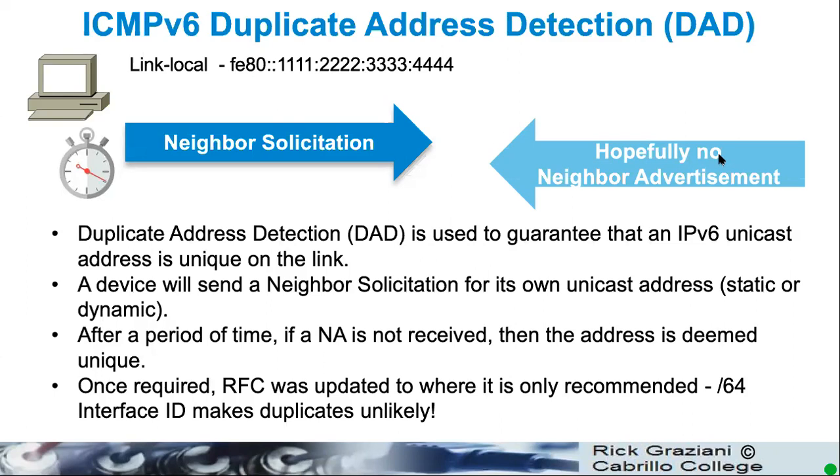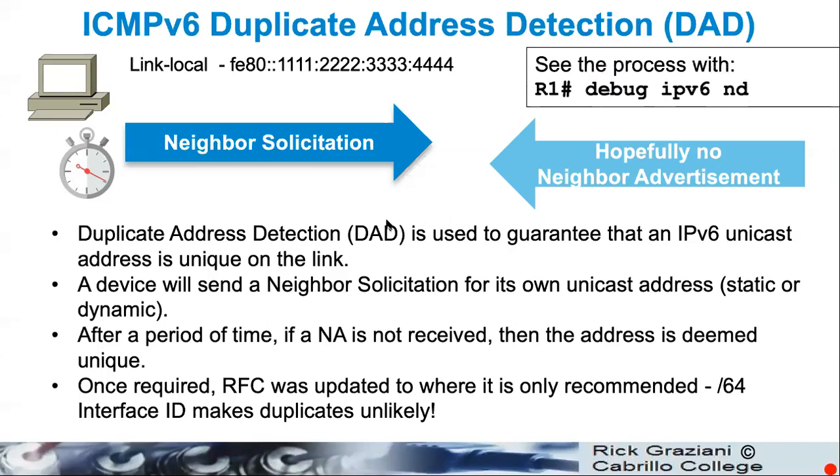Now, at one time, duplicate address detection was required. But with a 64-bit interface ID, it's only recommended now. Remember, a 64-bit interface ID gives you 18 quintillion possibilities. So if the address is being generated by SLAAC using EUI-64 or a random number, chances are that address is going to be unique. I think we're most likely going to have duplicates when we start assigning certain devices with a static IPv6 address.